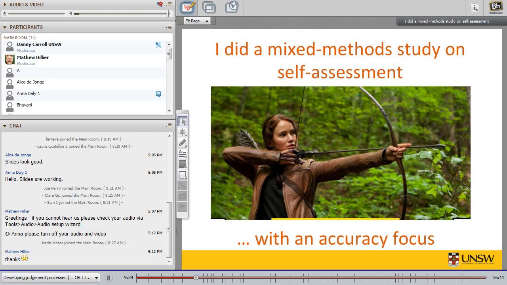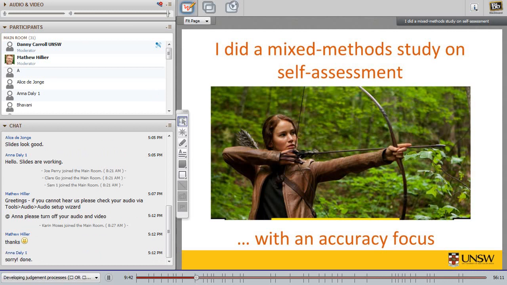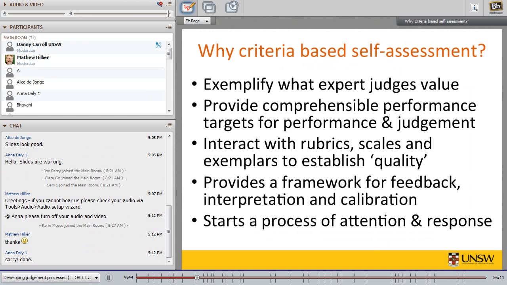So, in relation to my study, I've been doing a thesis for a few years. It's ethics approved. I did a mixed methods study on self-assessment, actually a quantitative study, and it was self-assessment on criteria with an accuracy focus. So, in relation to why criteria-based self-assessment, a lot of the literature suggests that holistic self-assessments are particularly inaccurate, and criteria-based assessments offer better hope for people to make more granular and more realistic judgments.